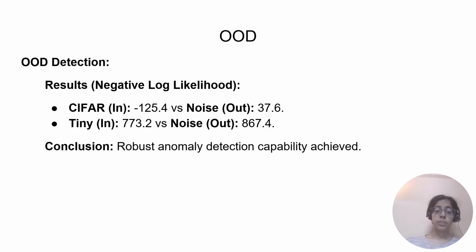For our CIFAR model, the score of a real image was very high, that is minus 125, but when we fed it noise for the OOD image, the score dropped dramatically, that is to positive 37. This confirms that the flow successfully learned the boundary of what a real image manifold looks like, giving us a robust tool for anomaly detection.